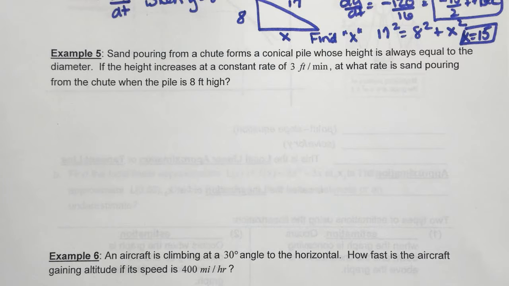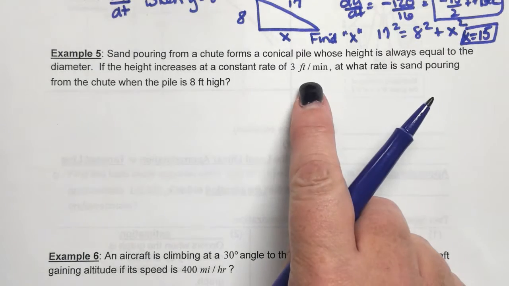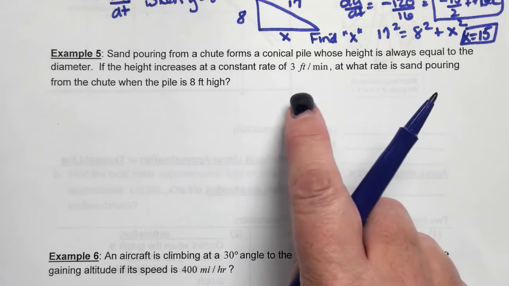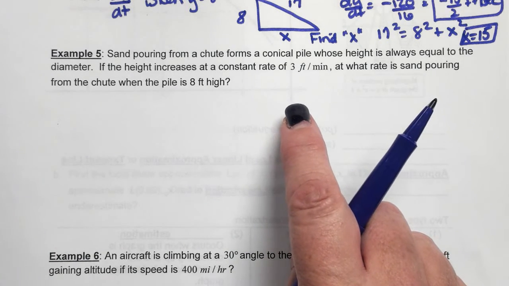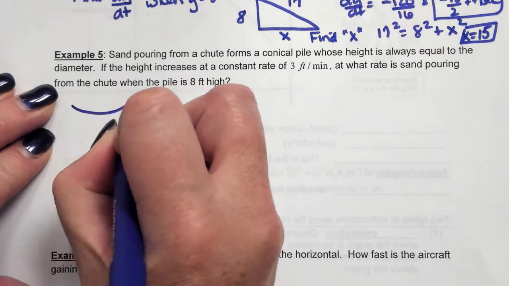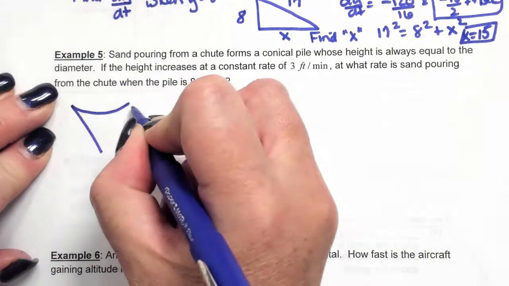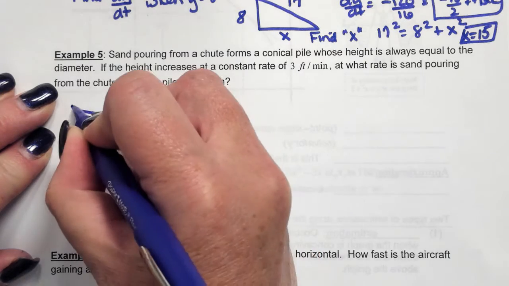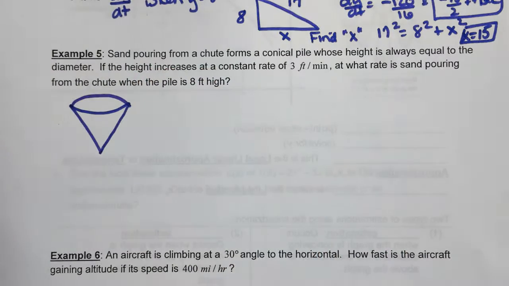Sand is pouring from a chute, and it's forming a conical pile whose height is always equal to the diameter. If the height increases at a constant rate of 3 feet per minute, at what rate is the sand pouring from the chute when the pile is 8 feet high? So here's a cone. Don't laugh at me, I'm not an artist. It's a pretty good cone.